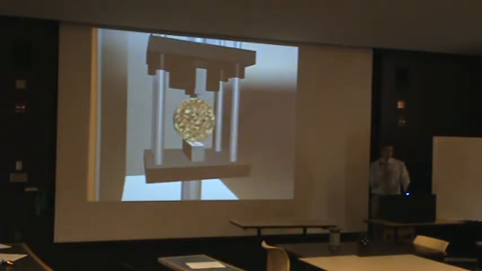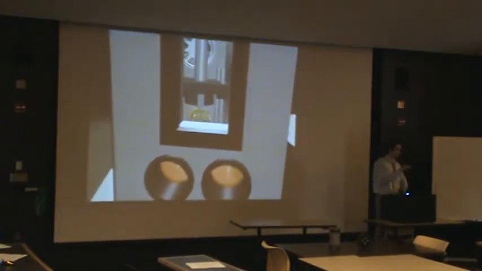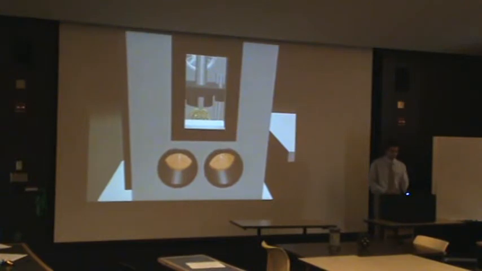Then we mount LVDTs, linear variable differential transformers. In the picture this is a resistive transducer, but we put LVDTs on the specimen. And then we read the vertical and the horizontal deformations on the specimen.